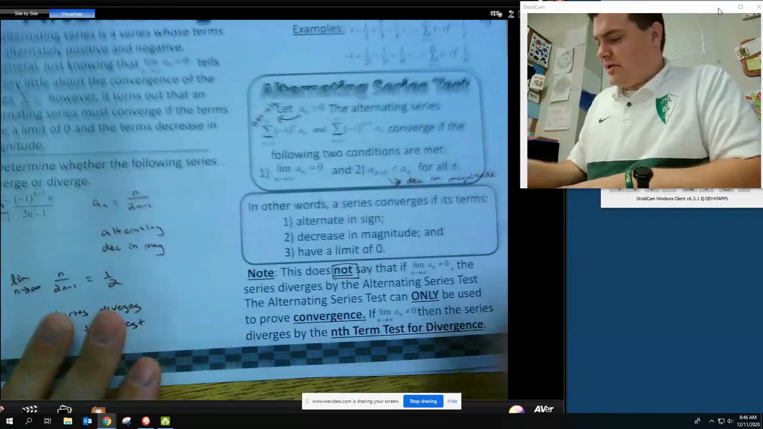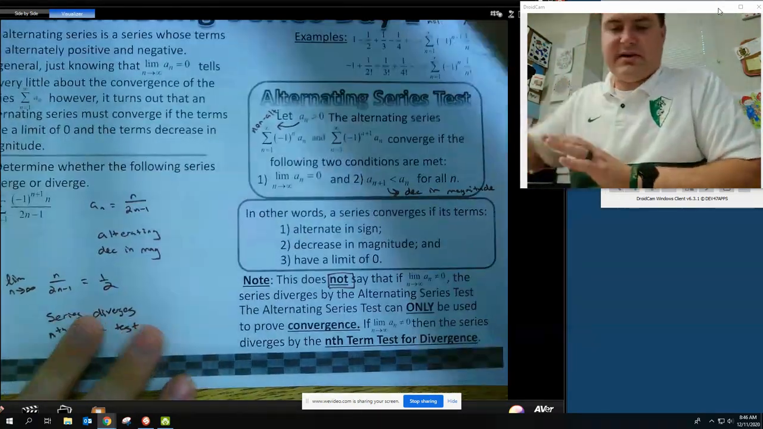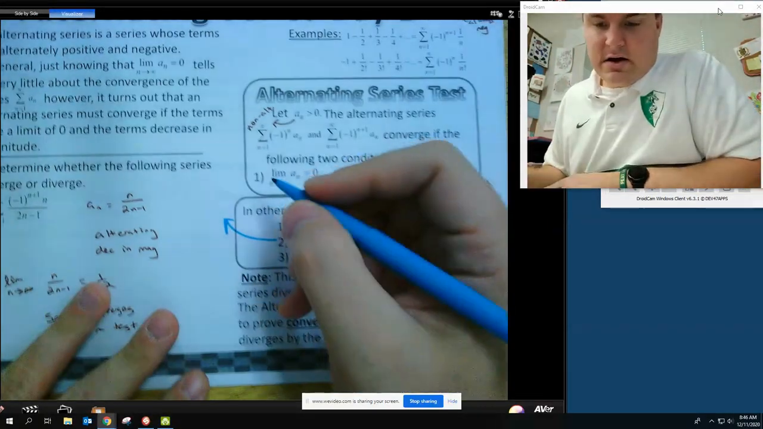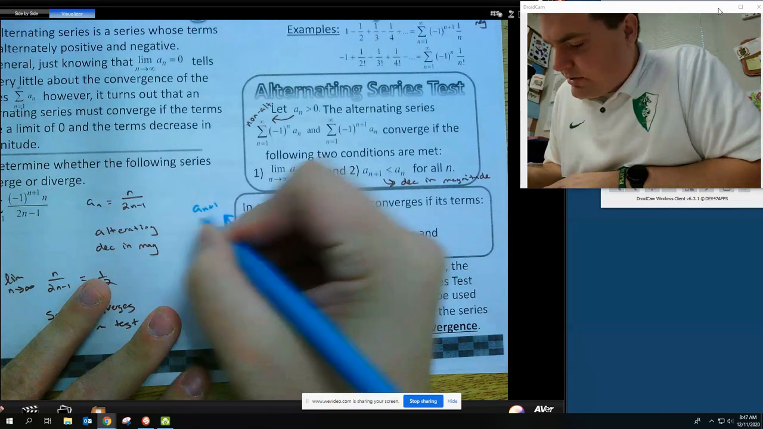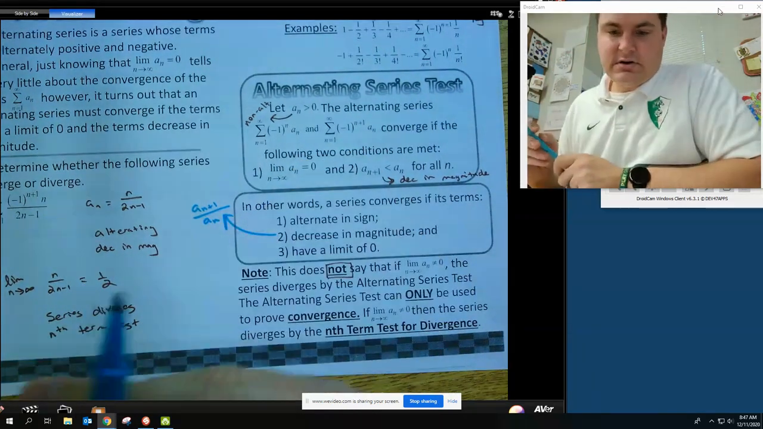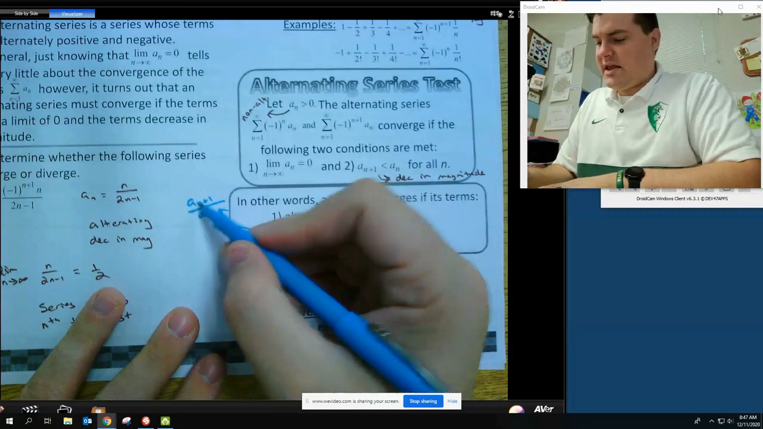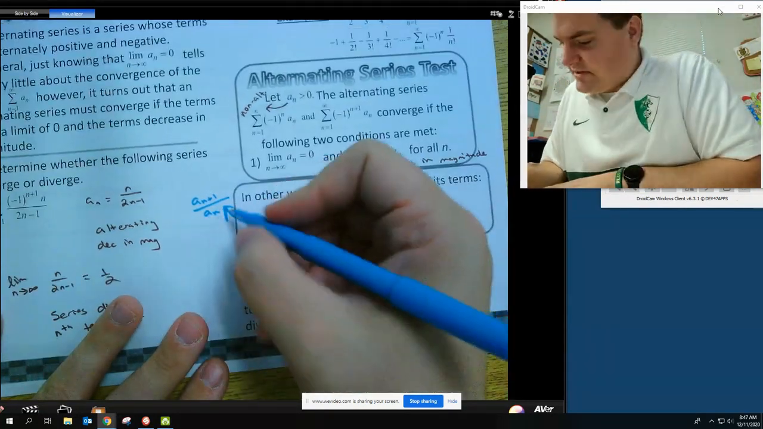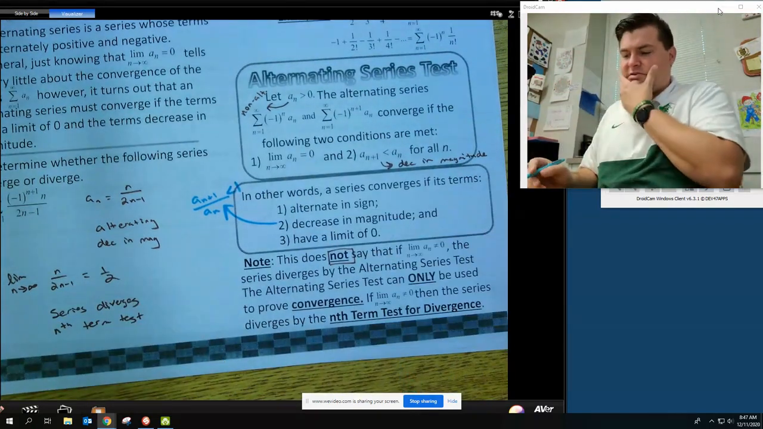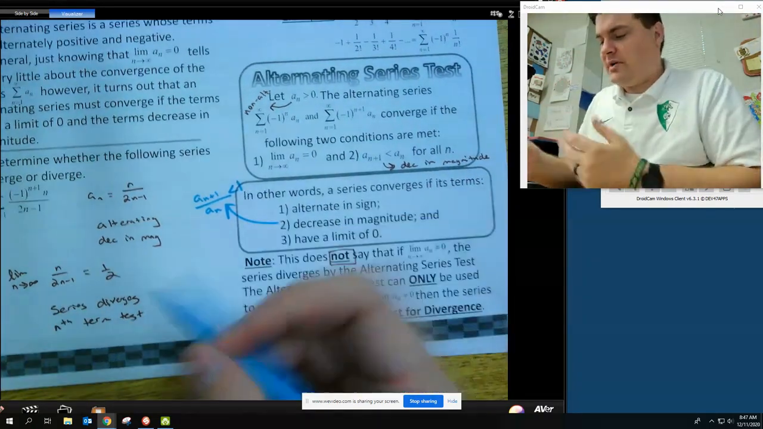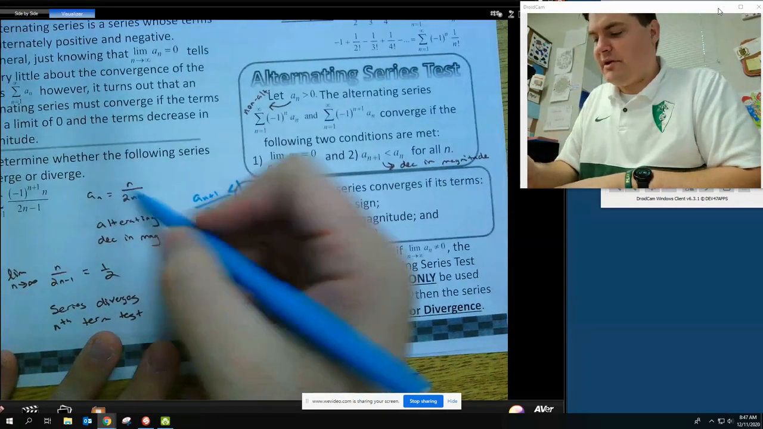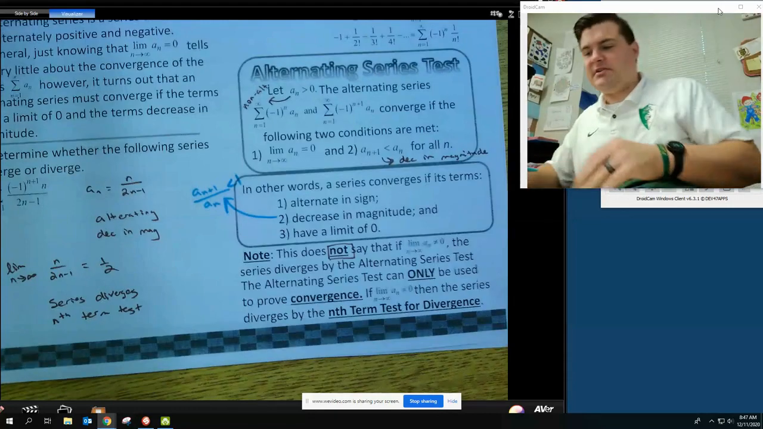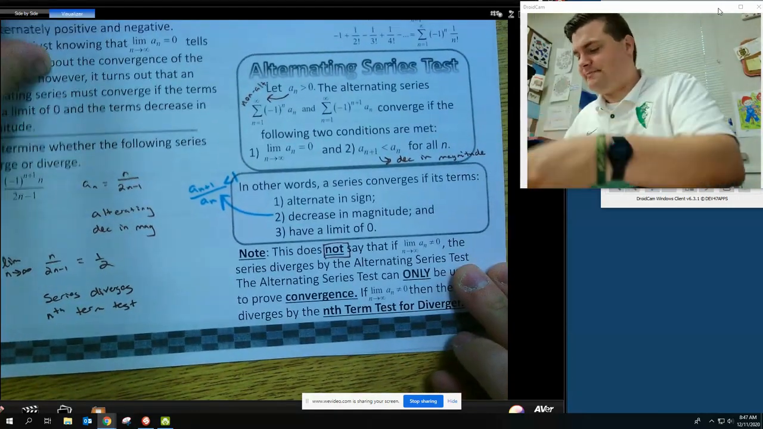And just in case, real quick, for this decreasing in magnitude, let me go ahead and point that one out a little bit more. If you take the ratio of this, if you take the next term over the previous term, and then if this is less than 1, then it is decreasing in magnitude. So that's how you do know for this. So you can always plug it in to figure out if it's decreasing in magnitude. But again, for this series, it did not need the alternating series test. I just needed the nth term test.